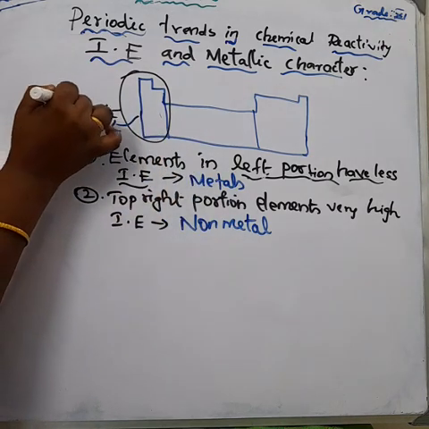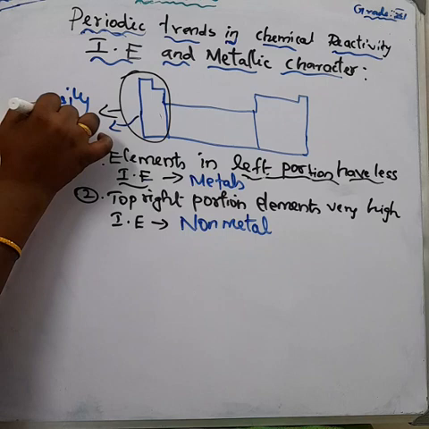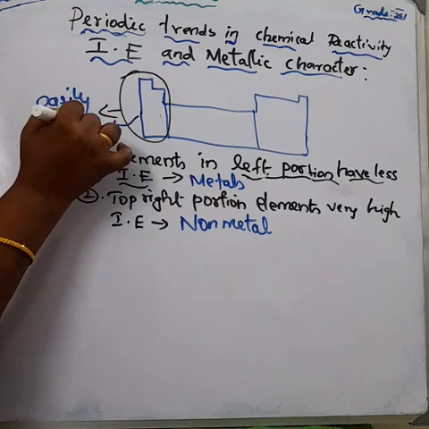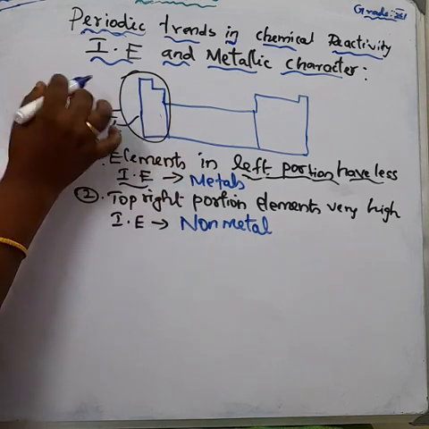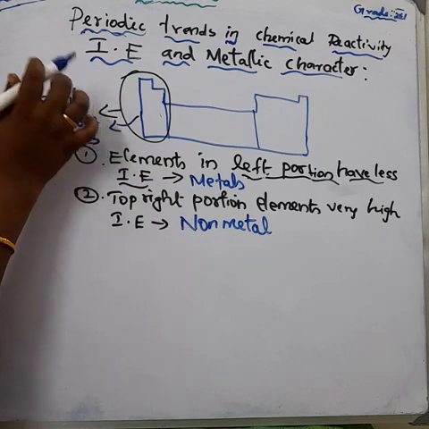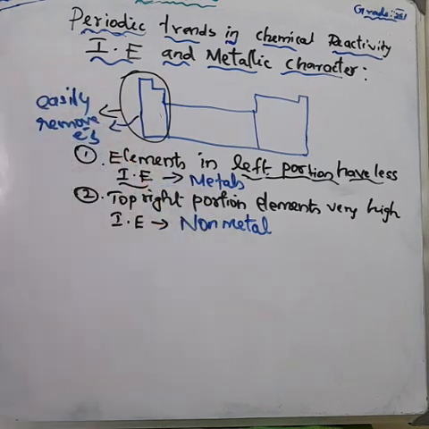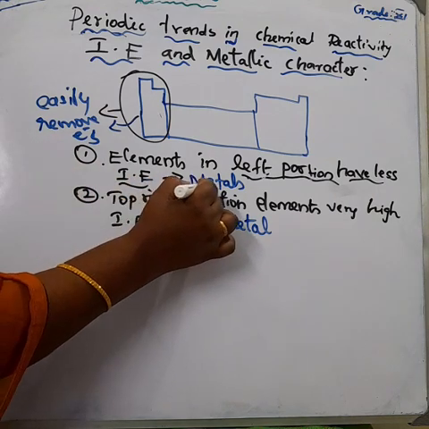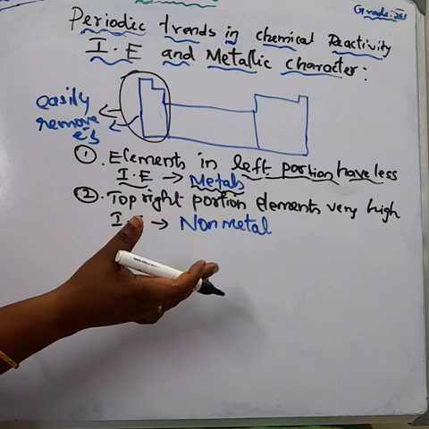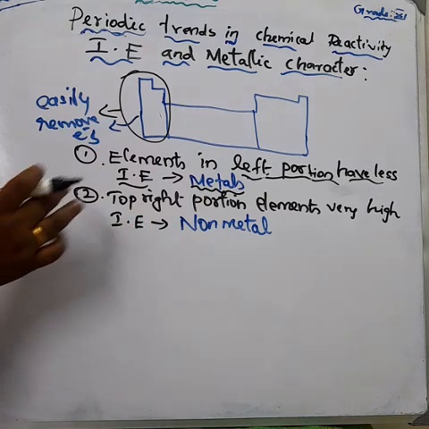So we can give very low energy. This is the very low ionization energy. Elements with very low ionization energy show metallic character. Metals means they easily remove electrons. That is called metals.